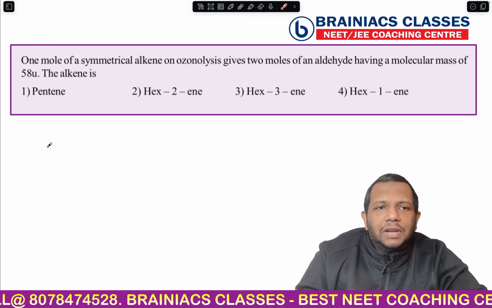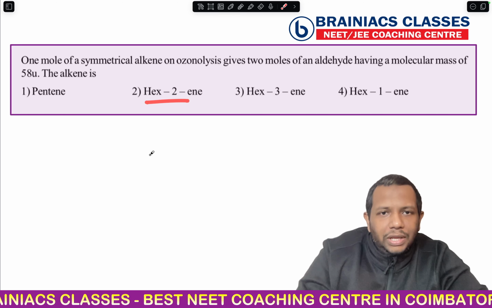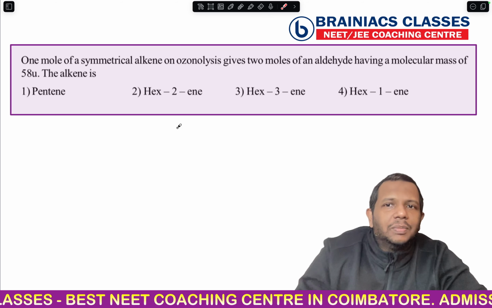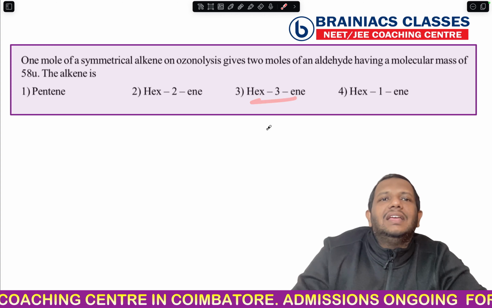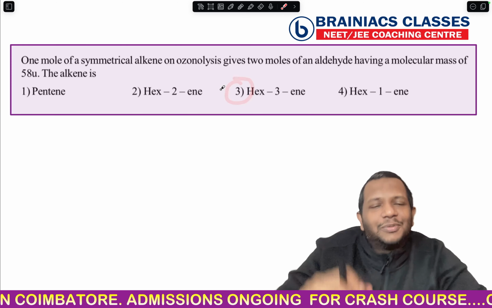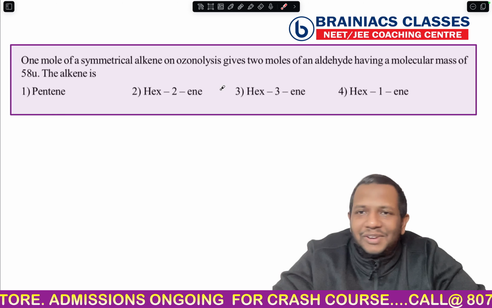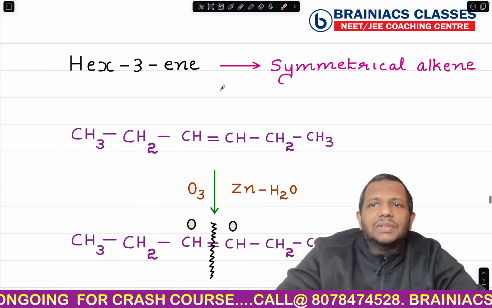Pent-1-ene, we know, is not a symmetrical compound. Then we have hex-2-ene. Hex-2-ene is not symmetrical. Hex-1-ene is also not symmetrical. Hex-3-ene is symmetrical in nature. So I can say from this itself, option 3 would be the correct answer. You don't need to do it also. Let's see again, doing it is always very simple.